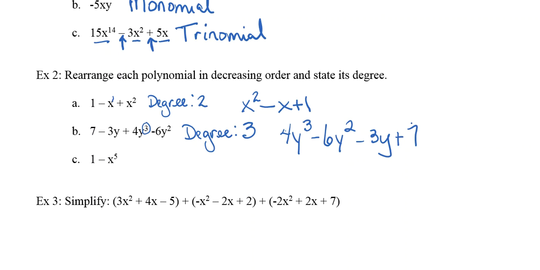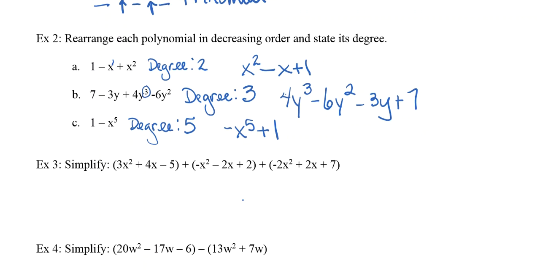In example C, we only have two terms. It is a binomial. Remember, constants have a degree of 0. Then I have this one, which has a degree of 5, so the degree of the expression would be a 5th degree. Now I'm going to put it in order from highest degree to lowest. So the x to the 5th, see how it has the subtraction sign in front of it? So it is a negative x to the 5th, and there's the invisible plus in front of the 1.